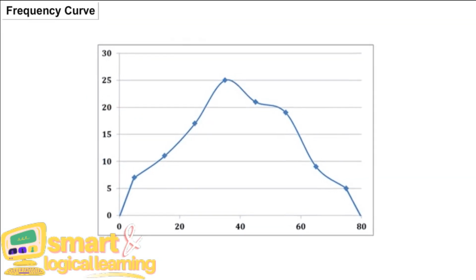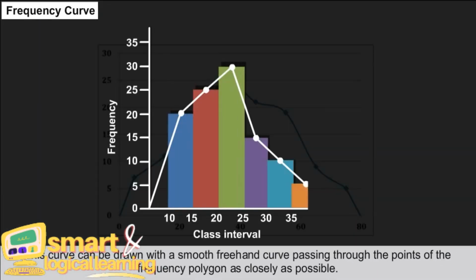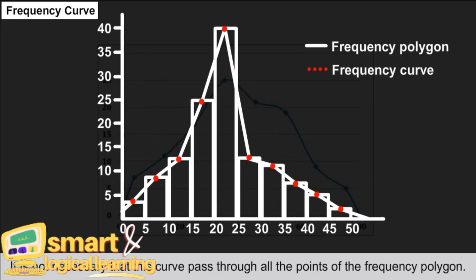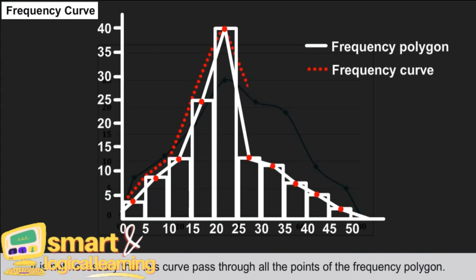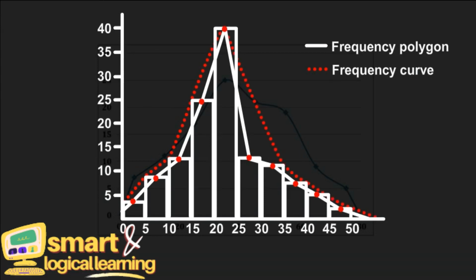Frequency curve. This curve can be drawn with a smooth freehand curve passing through the points of the frequency polygon as closely as possible. It is not necessary that this curve pass through all the points of the frequency polygon.